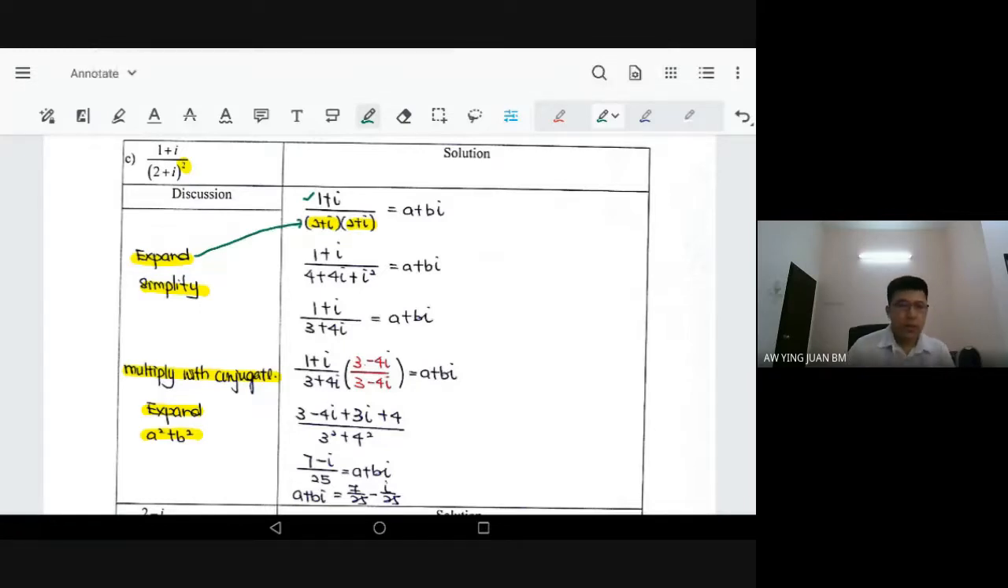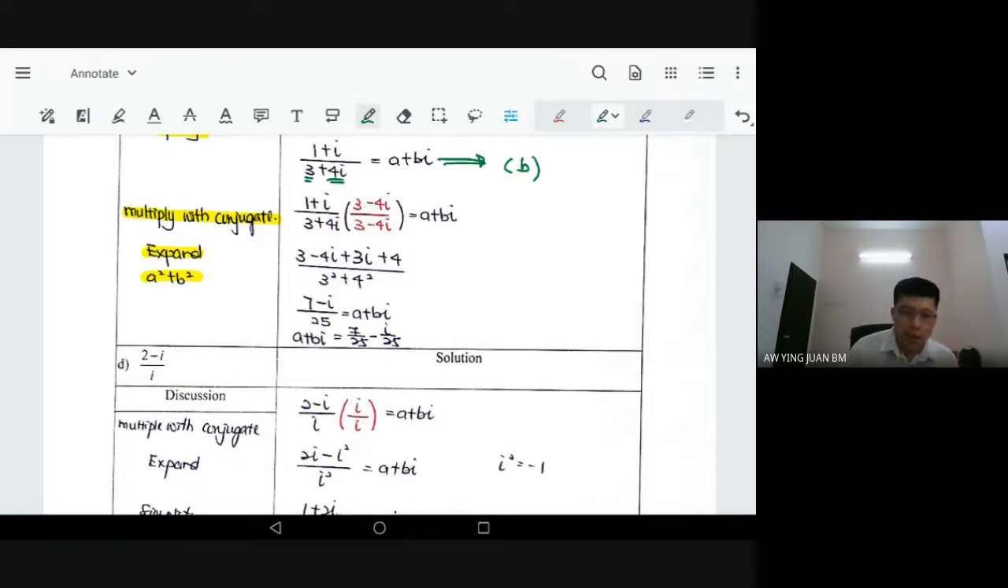Okay? So, when you expand, be careful. I squared is equal to negative 1. That is all my order. So, 4 minus 1, we have 3. Next, 4i, keep the 4i. Can? So, if you refer to this part, you have gone back to question B. You have returned to question B just now.